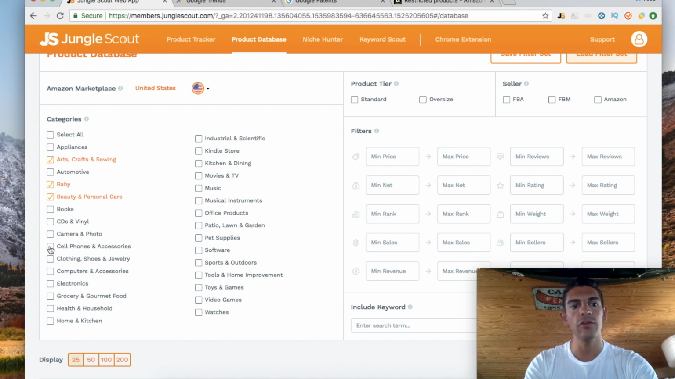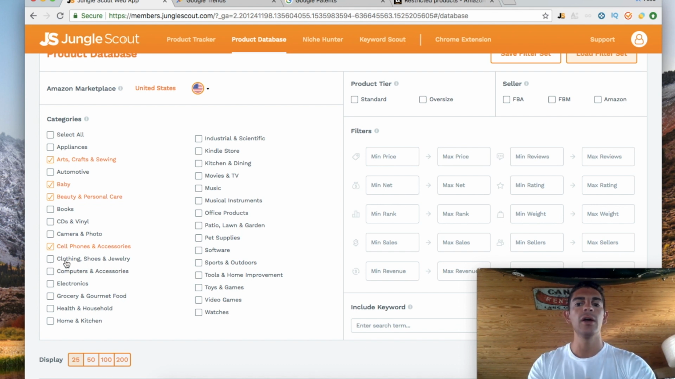Cell phone and accessories, you can look in here. It might be good. Sometimes I think things like iPhone cases could be way too saturated, and there are just sellers with unlimited budgets going after these iPhone cases because there's so much demand for them that the margins become thin, and you can't really make that much money unless you are a huge seller and you have the funds behind you. So we'll just leave it in there for now.